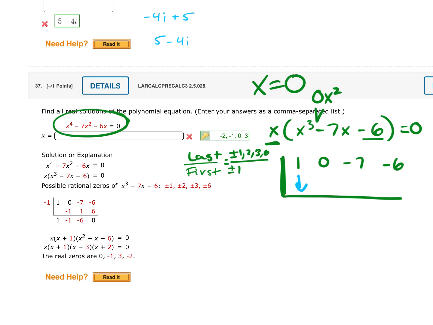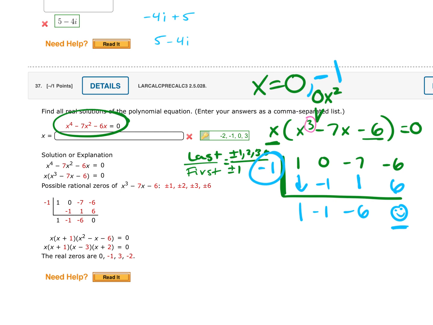Wait, I'm confused, because why does negative 1 work if it says at the bottom of the answers the zeros are 0, 1, and negative 2? Maybe my math went wrong. Let's try negative 1 again. Oh, yeah, my math did go wrong. 1, this would be negative 1. When I multiplied, I didn't change the sign. So this would be positive 1. This is negative 6, positive 6. Thank you. I would have sat here all day trying to find that. So negative 1 does work because we get 0 as the remainder. So we can add that to our list of zeros.